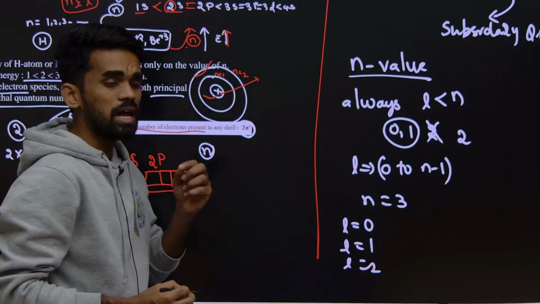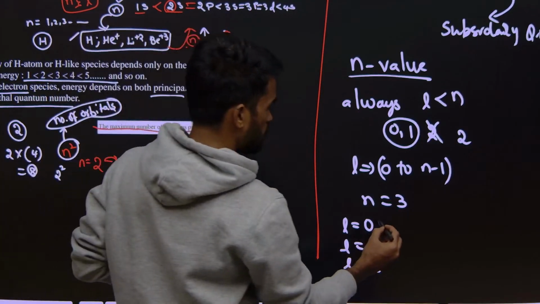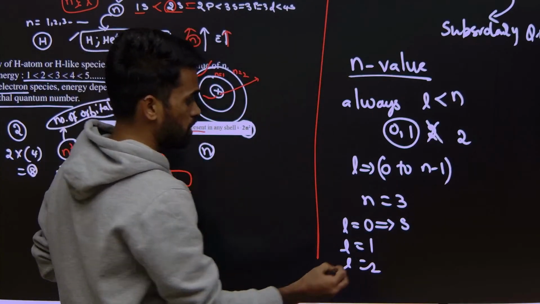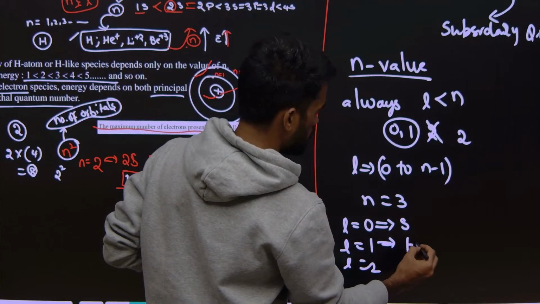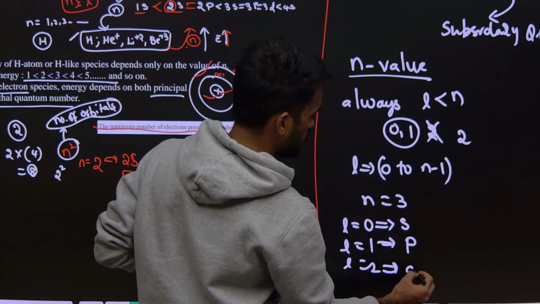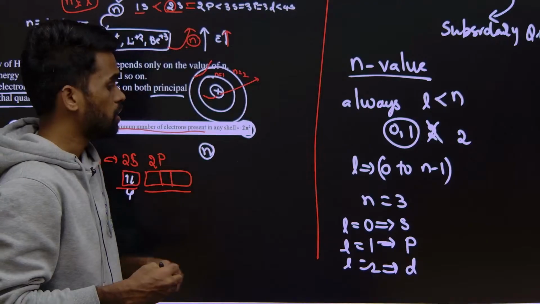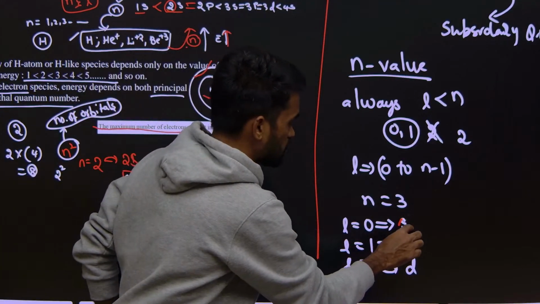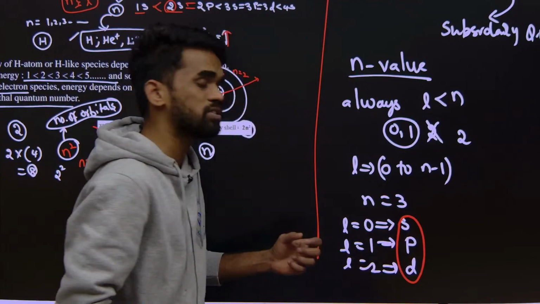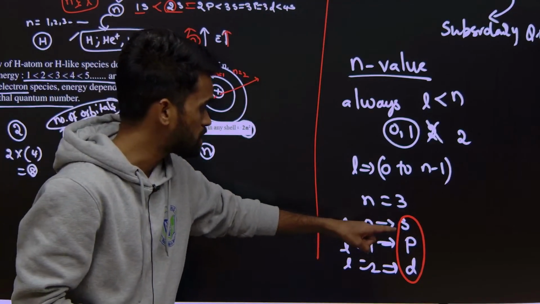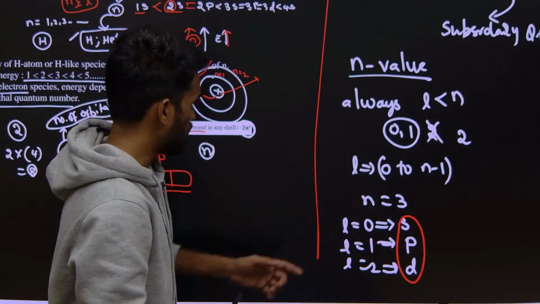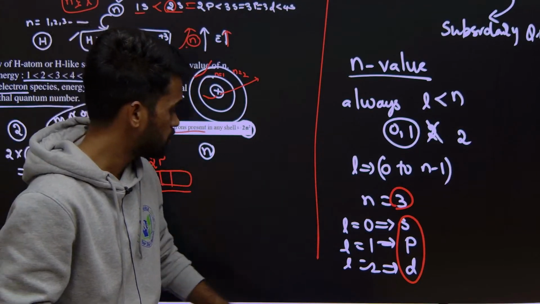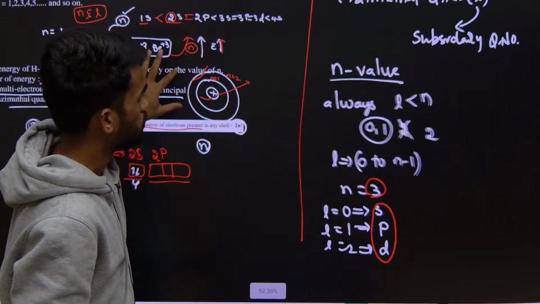If the value of L is 0, then this is an s orbital. If the value of L equals 1, it is considered p, and if it is 2, it is d. So by looking at the n value, we can see which types of orbitals, which types of subshells we have here, like s, p, d. By looking at the n value we can predict. Hope this is clear. Yeah, next.